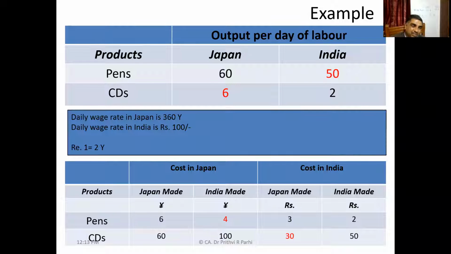360 yen is for 60 pens. What is the cost per pen? 360 divided by 60. So how much is the cost in Japan per pen? 6. Japan's cost of production is 6 yen. Now come to CDs. How many CDs can be produced? 6. For how much yen?